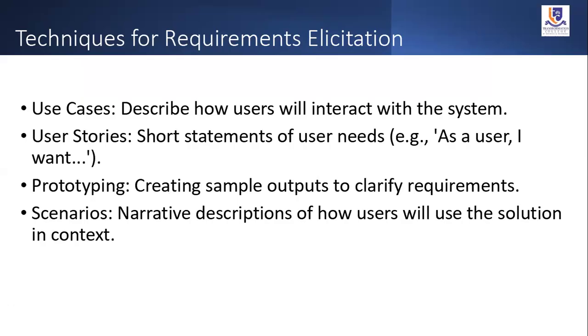We have the pencil, we have Figma. This will help you build a prototype or create a sample output for what you want to deliver, a sample output to clarify the requirement. So you just put a prototype of what the requirement speaks to. There's another scenario where you get to deliver narrative descriptions of how users will use the solutions in context. All of these are techniques for requirement elicitation. Are we good? All right.